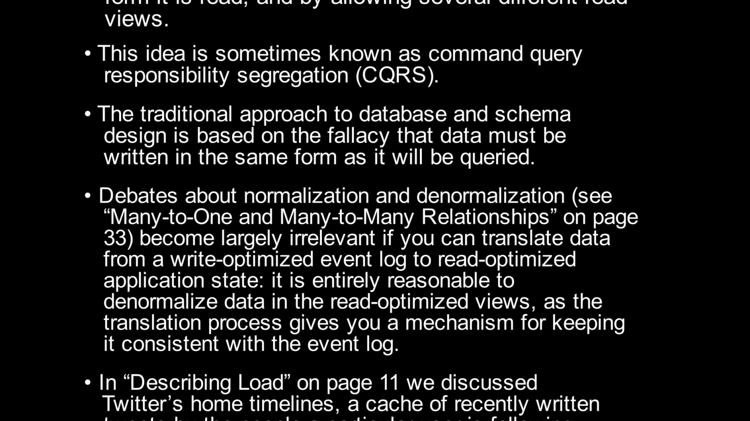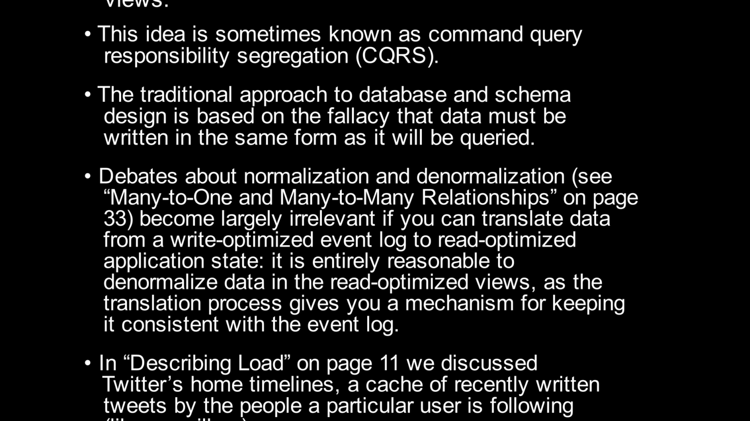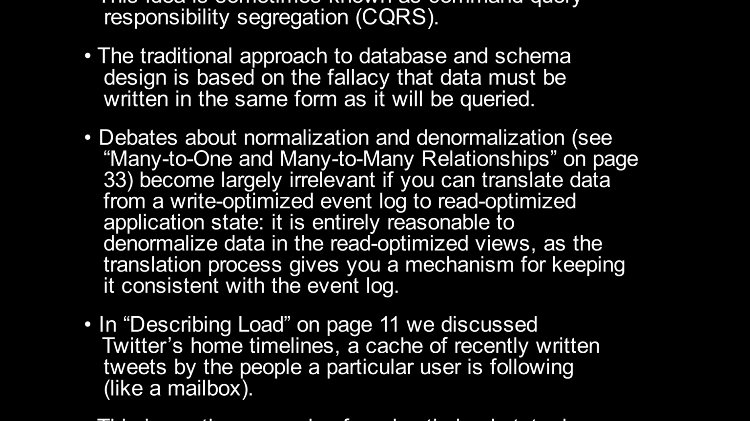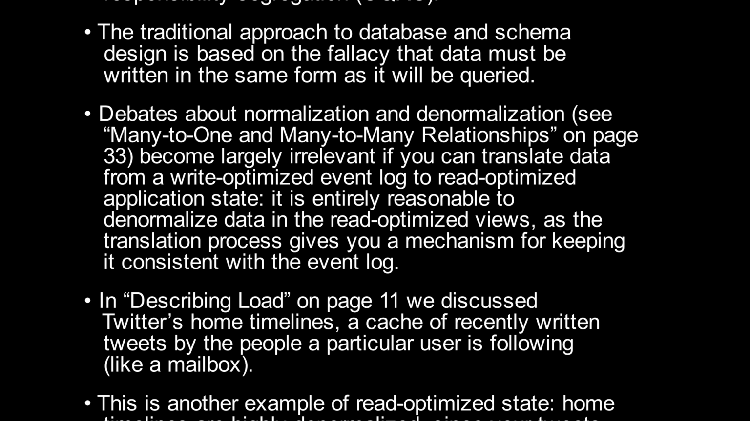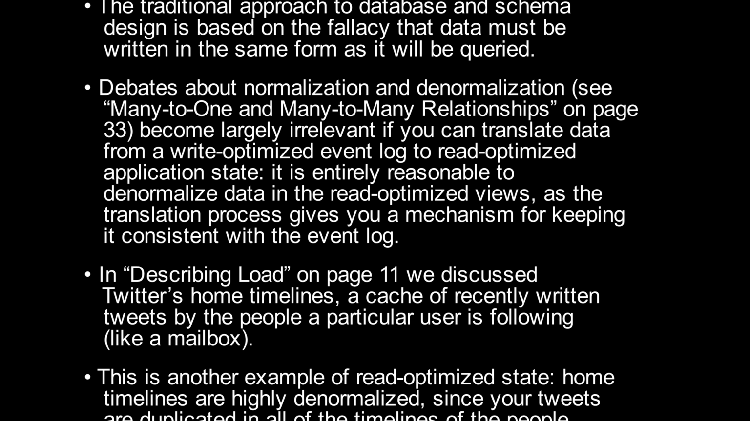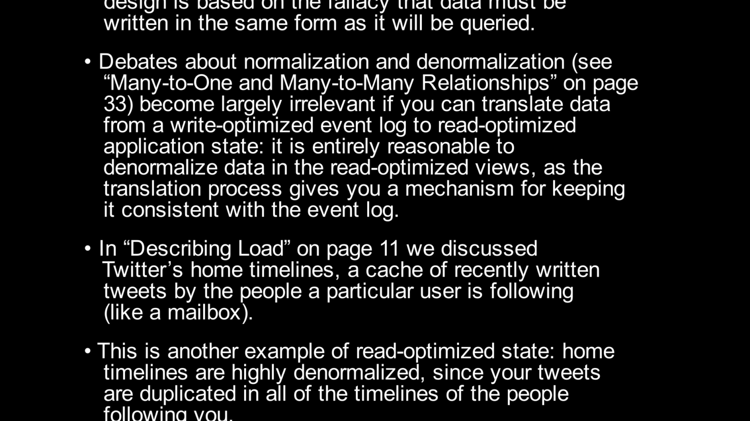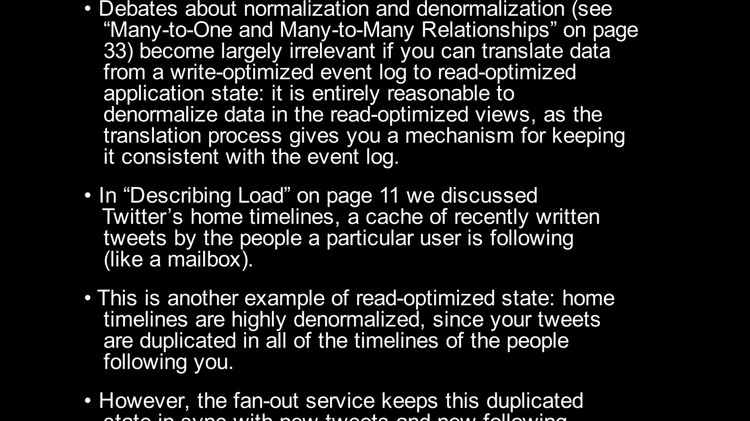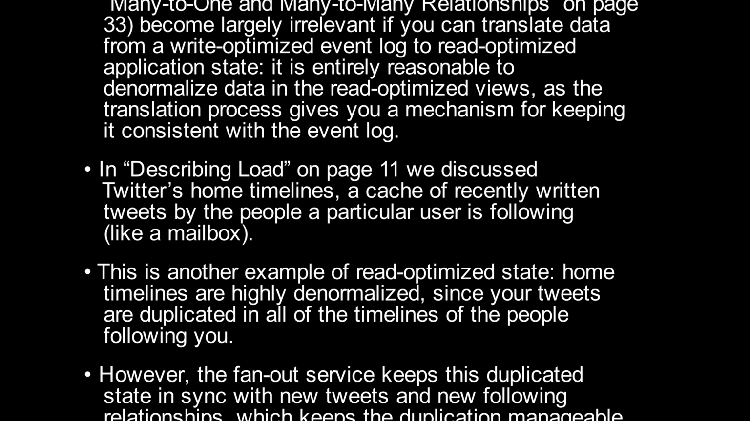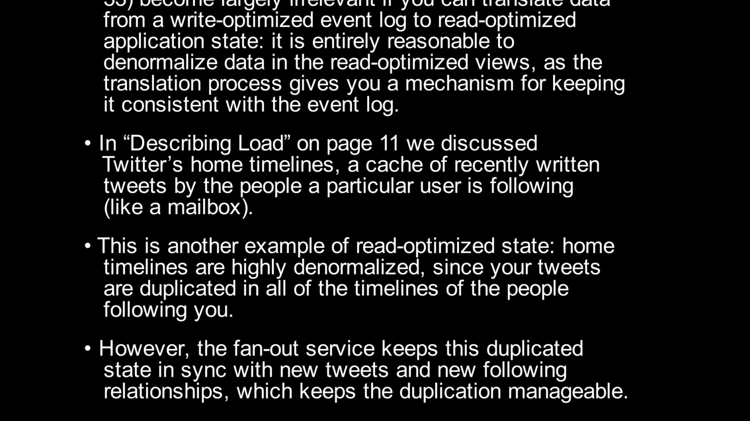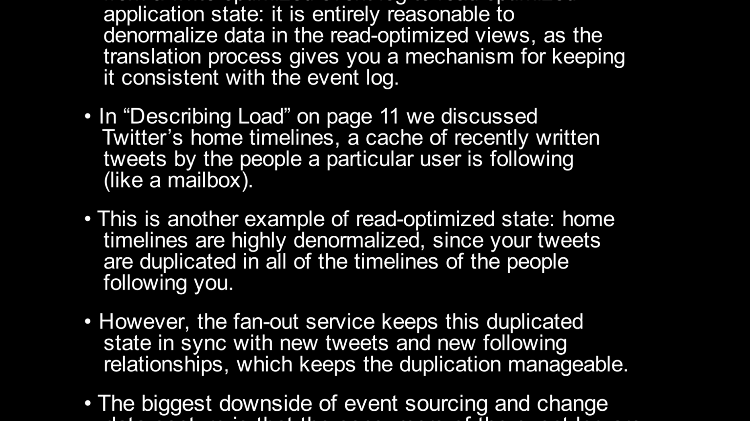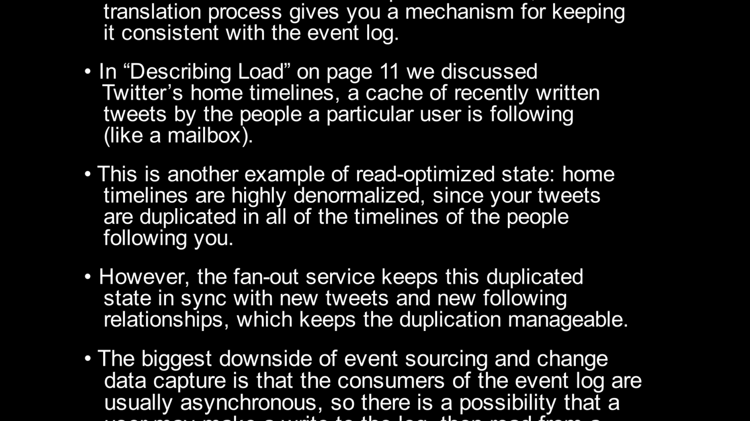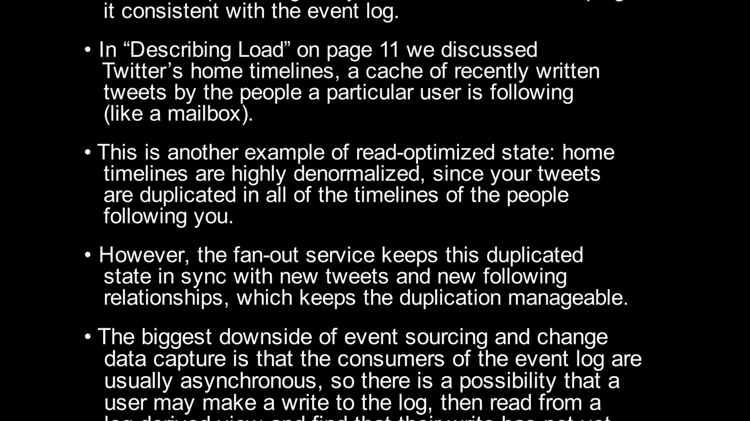It is entirely reasonable to denormalize data in the read-optimized views, as the translation process gives you a mechanism for keeping it consistent with the event log. In describing load on page 11, we discussed Twitter's home timelines: a cache of recently written tweets by the people a particular user is following, like a mailbox. This is another example of read-optimized state. Home timelines are highly denormalized since your tweets are duplicated in all of the timelines of the people following you. However, the fanout service keeps this duplicated state in sync with new tweets and new following relationships, which keeps the duplication manageable.